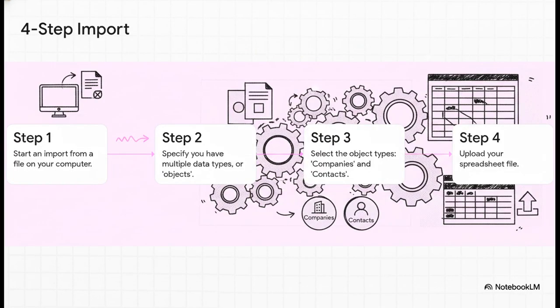So how do you get all your info in here? You could add people one by one, but let's be real, who has time for that? The real power move is to just import your entire spreadsheet all at once. It's a super simple 4-step process where you basically just tell the system, hey, I've got companies and contacts here, and then you upload the file.